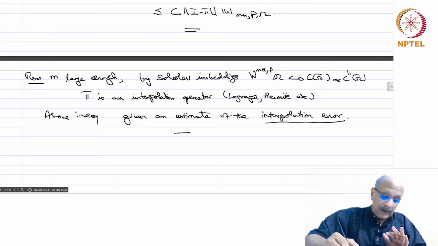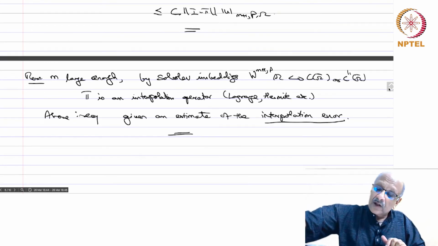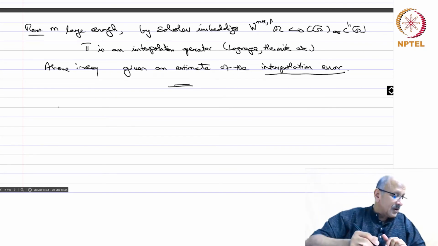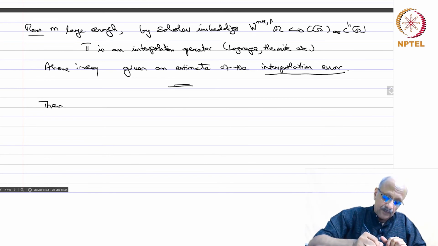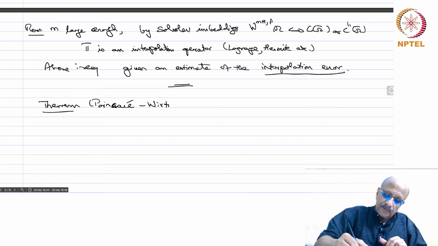Okay, so this is very useful in numerical analysis, especially in the error analysis of methods like the finite element method. Now we have another consequence of this theorem, which is a very important inequality, an extension of the Poincare inequality. So, theorem. This is called the Poincare-Wirtinger inequality.